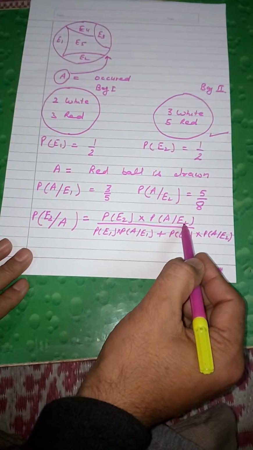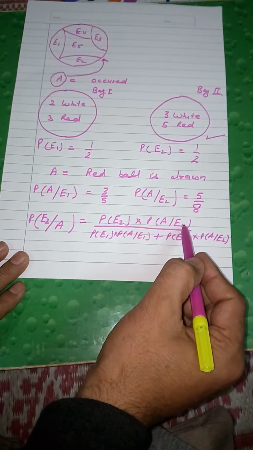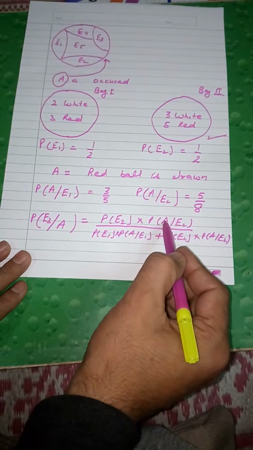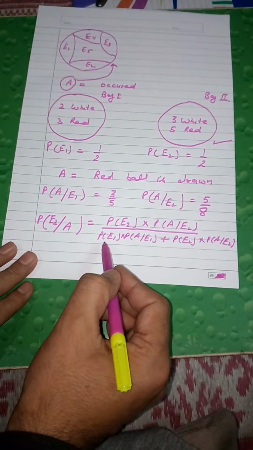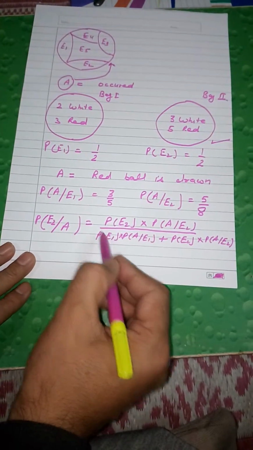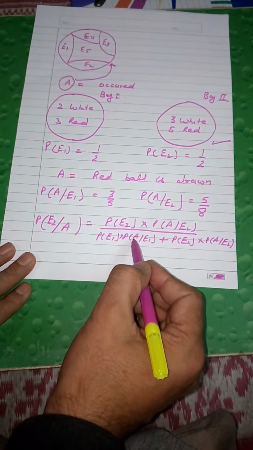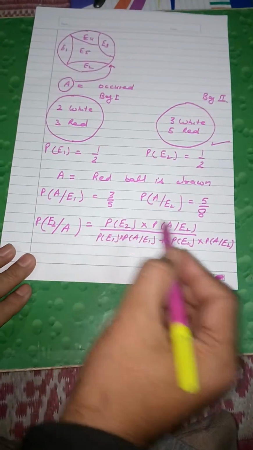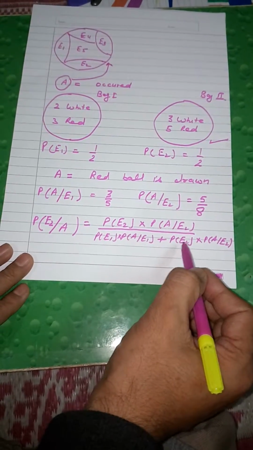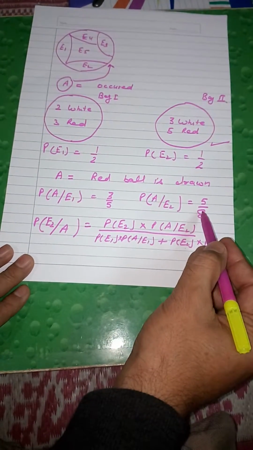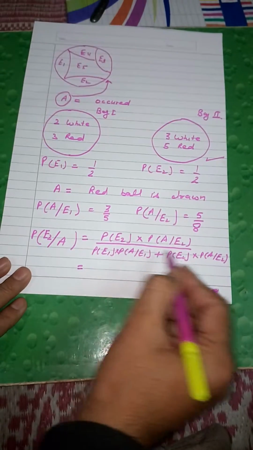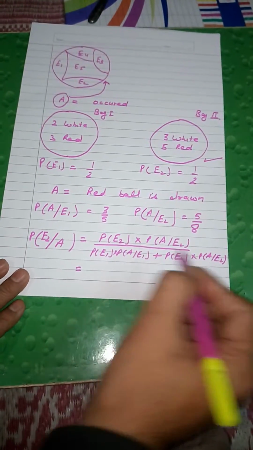P(A|E2) means event E2 has occurred. If you select the event E2, the probability of getting a red ball is 5 by 8. In the same way, the probability of E1 is 1 by 2, P(A|E1) is 3 by 5, P(E2) is 1 by 2, and P(A|E2) is 5 by 8. If you put in these values, then you will obtain the answer.